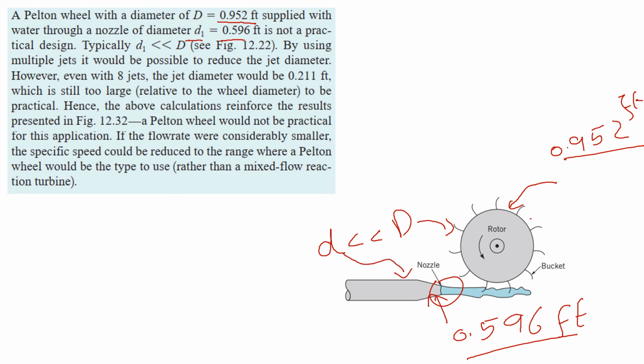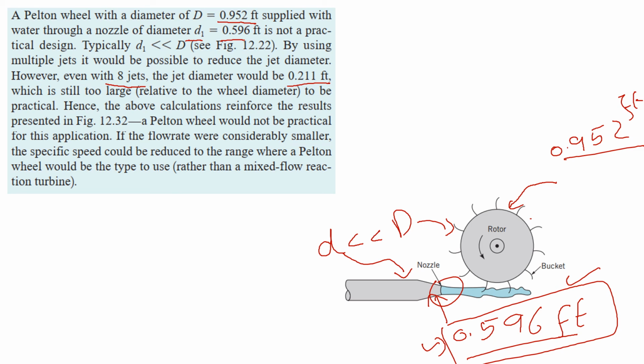So basically this number is not practical. It is not practical at all, even if you are using multiple jets. The maximum we can go is, let's say we place 8 jets, the diameter would be 0.211 foot. So 0.952 foot is too large and it is not practical.